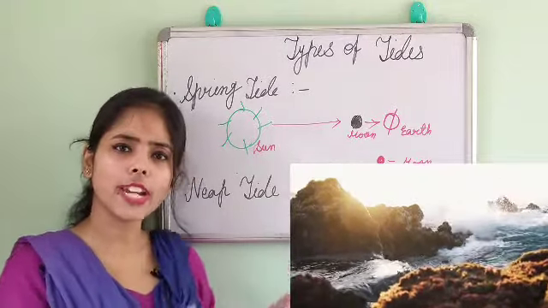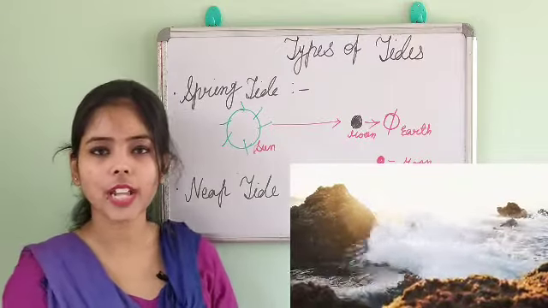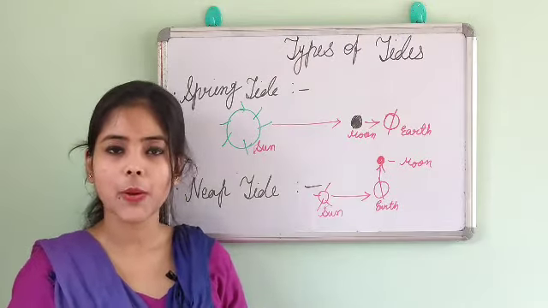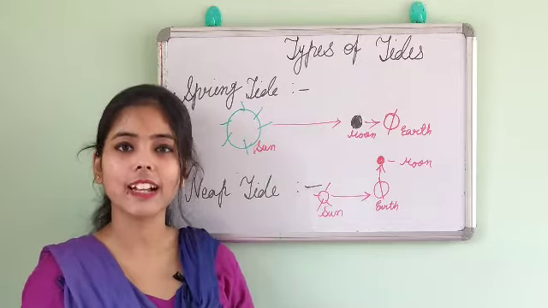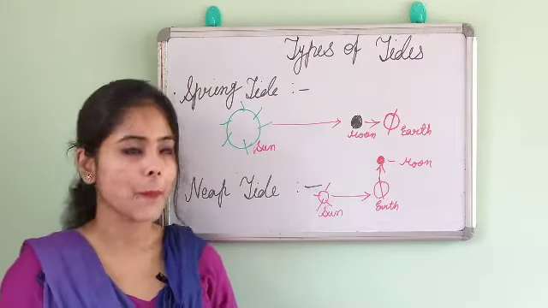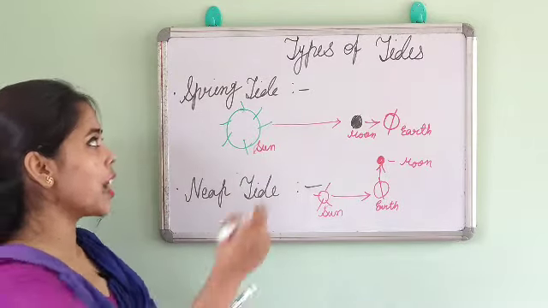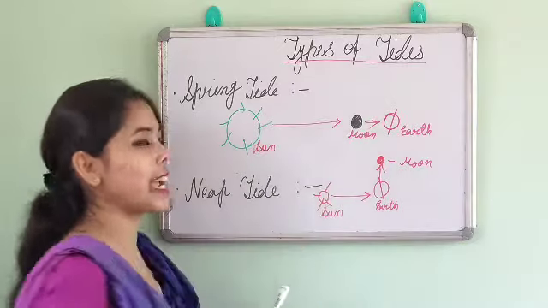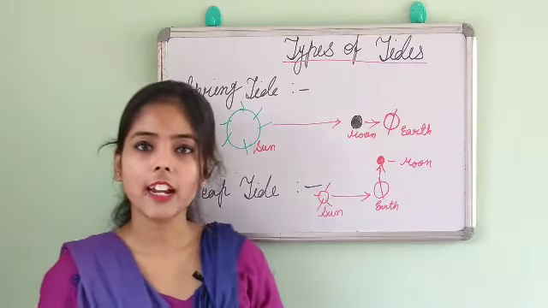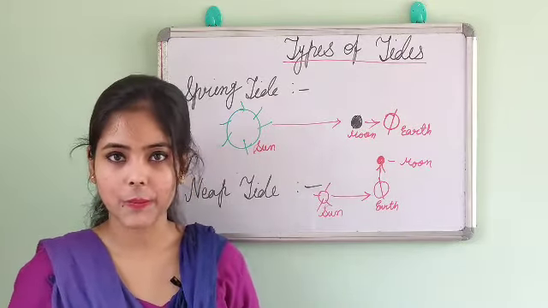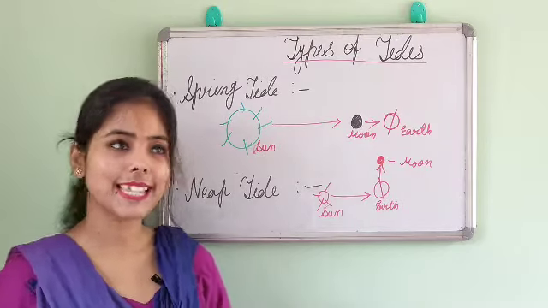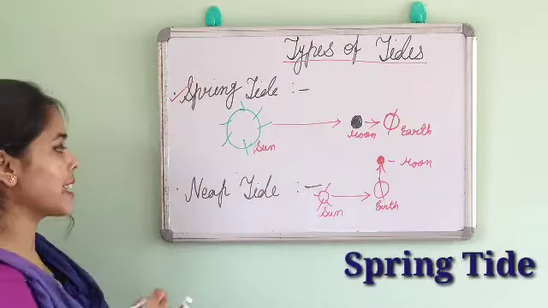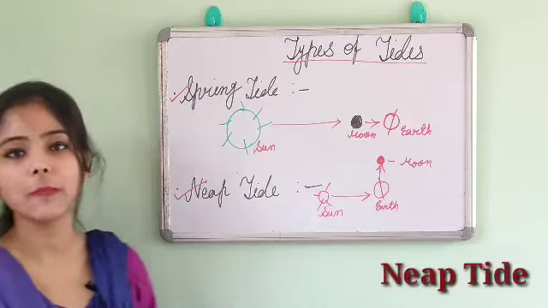Now we have already discussed the several factors of tides. What are they? The distance among the heavenly bodies and the gravitational attraction. Now in this class we are going to study the types of the tides. Generally there are two main types present in your syllabus also. What is that? Number one, it is spring tide, and number two, it is neap tide.